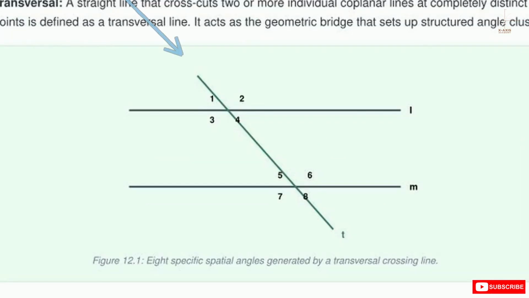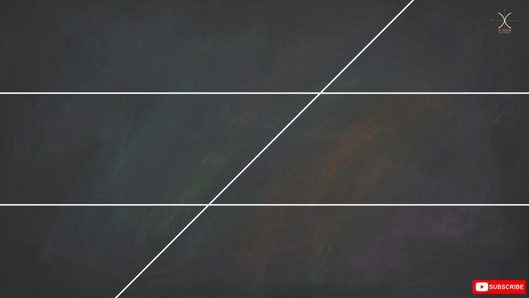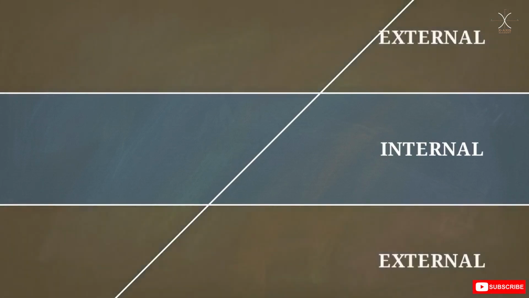A transversal is a straight line cross-cutting parallel lines, creating 8 distinct numbered spatial angles. Angles 3, 4, 5, and 6 represent the interior zone between the parallel lines. Angles 1, 2, 7, and 8 represent the exterior zone, lying outside those boundaries. Identifying these internal and external territories is the first step in the process. You must know which zone an angle occupies before applying the geometric laws that govern them.